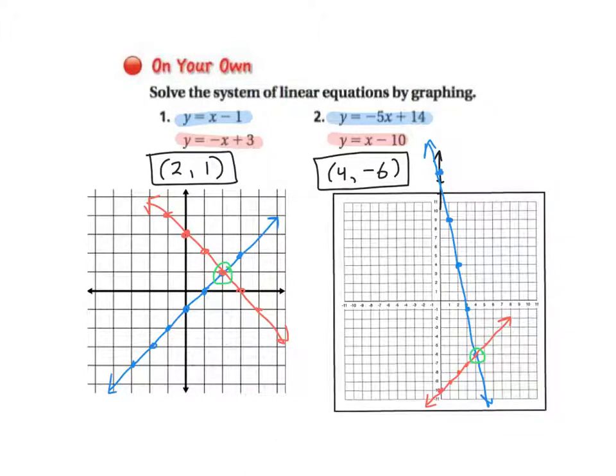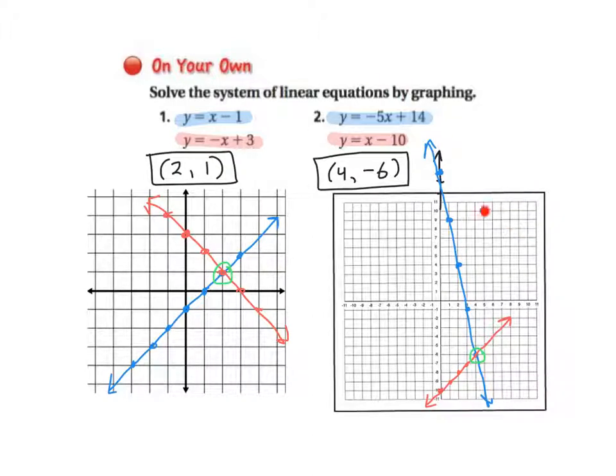Okay, let's go ahead and check our answers. So this first equation is graphed right here. My y-intercept is 0, negative 1, and my slope is positive 1 over 1. My red equation is graphed right here. My y-intercept is 3, and my slope is -1, so I went down 1, right 1. And I can see they intersect right here. This coordinate is 2, 1, so that's my answer.